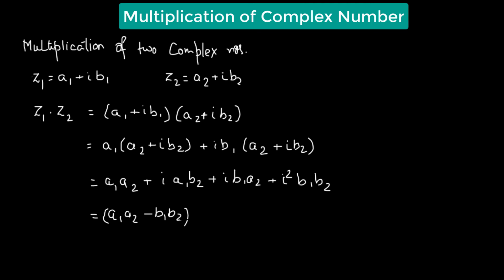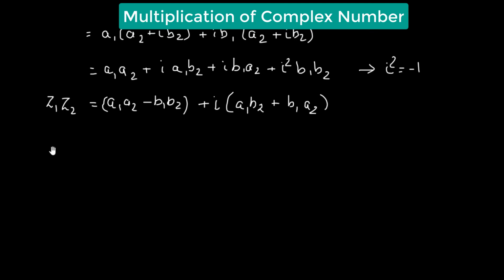Now minus b1 times b2 came from the fact that i squared is equal to -1. So that means i squared b1 times b2 becomes a real number because i squared is -1. So we're combining it with the real part a1 times a2. Then we have the imaginary part, which will be a1 times b2 plus b1 times a2. So this is how we multiply two complex numbers.